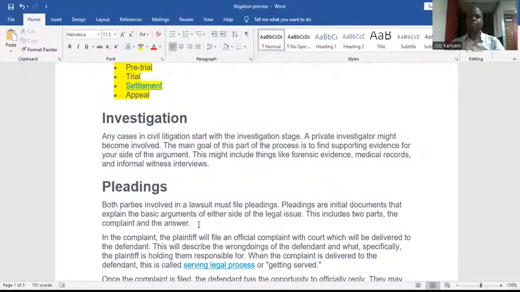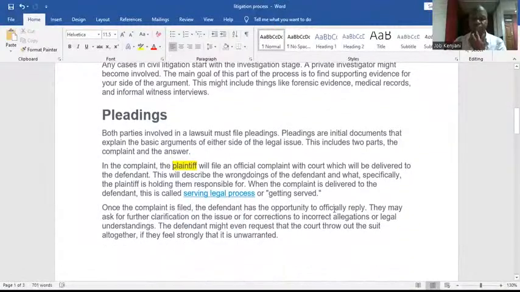In the complaint, the plaintiff, who is the complainant before the court, will file an official complaint with the court, which will be delivered to the defendant to answer. This describes the wrongdoings of the defendant and what specifically the plaintiff is holding them responsible for. When the complaint is delivered to the defendant, this is called serving legal process, or getting served.